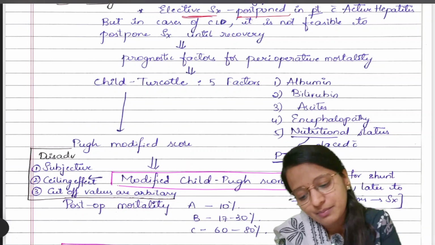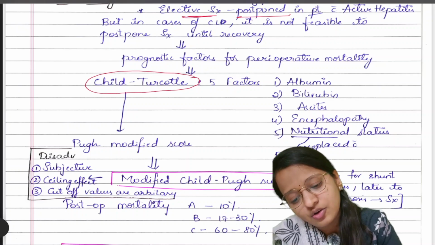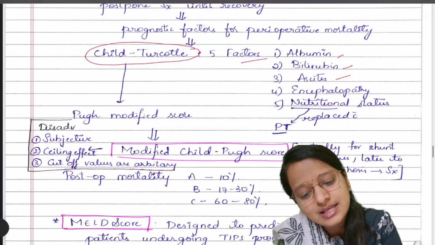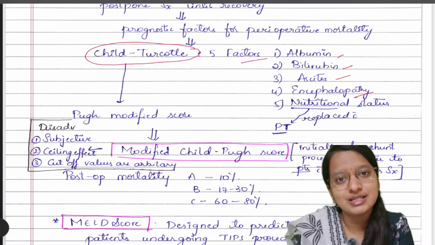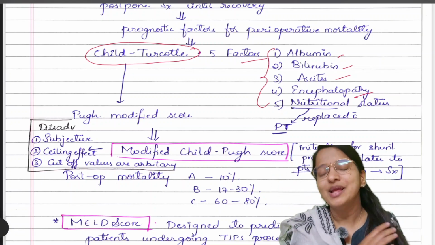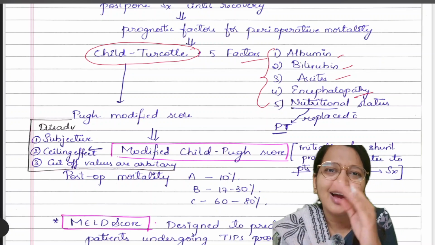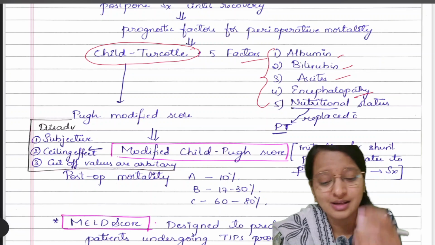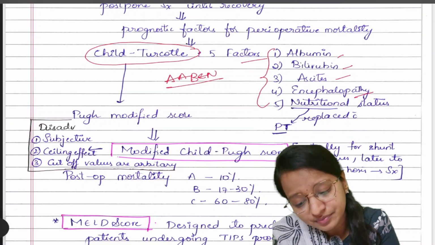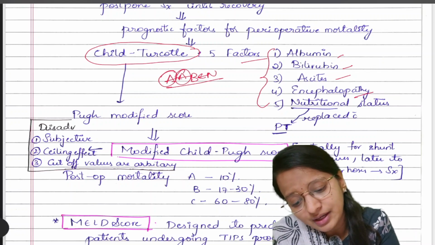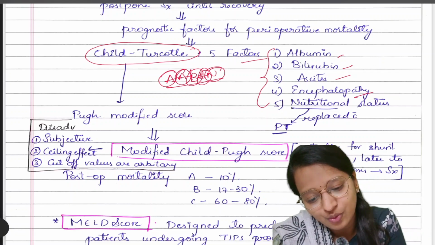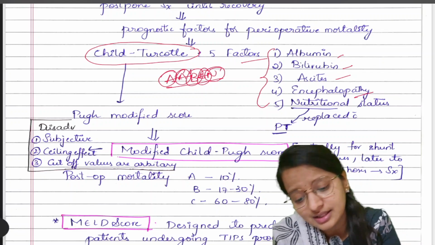I'll risk analyze the patient firstly by the Child-Turcotte score, in which there are 5 factors: albumin, bilirubin, ascites, encephalopathy, and nutritional status. How I remembered these 5 was I used to watch the Friends series. In that, Ross's son's name is Ben. So how I remember is AA Ben. So this is ascites, albumin, bilirubin, encephalopathy, and nutritional status. You might have your own ways, but I used to remember it in this way.